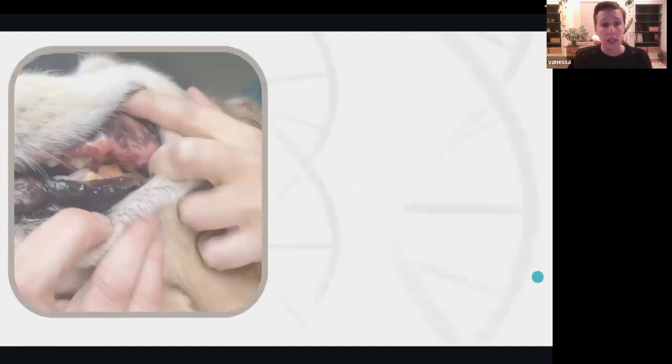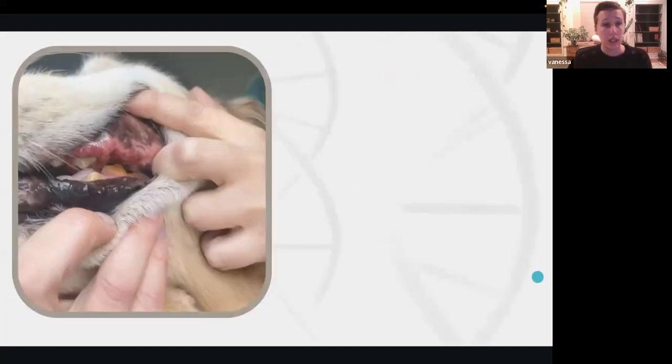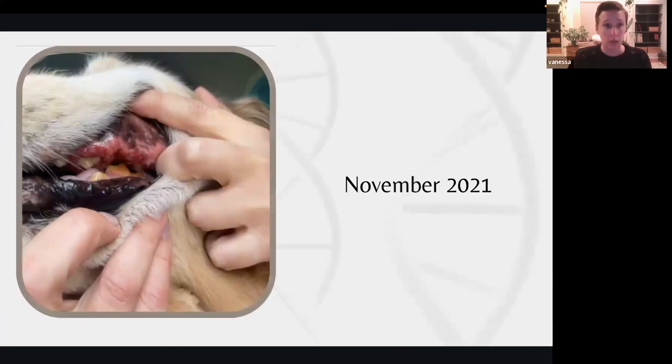So this is what he looked like in November of 2021. This was after a biopsy. He had this ulcerative and proliferative red gingival mass in the upper left quadrant. He was very resistant to oral exam. The longest measurement was about 3 centimeters. And when you looked at him, just from across the room, you could see this bulge under his eye when his mouth was closed.